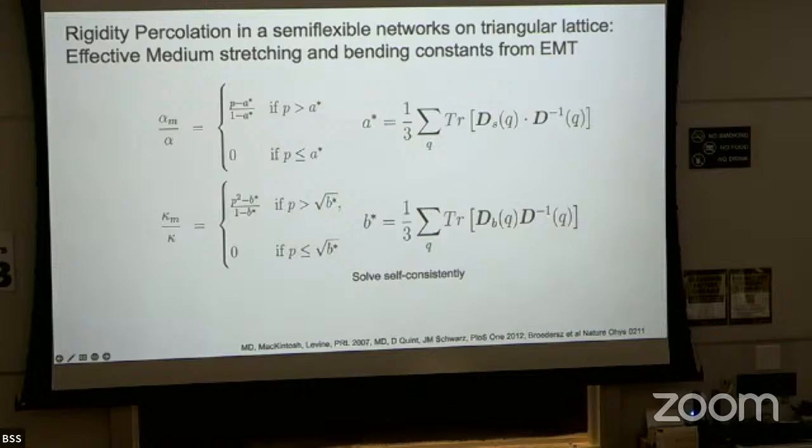Flexibility of the crosslink, you have to be a little bit, so when you say flexibility of a crosslink, what do you mean?